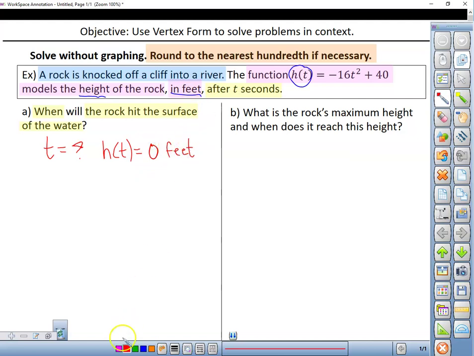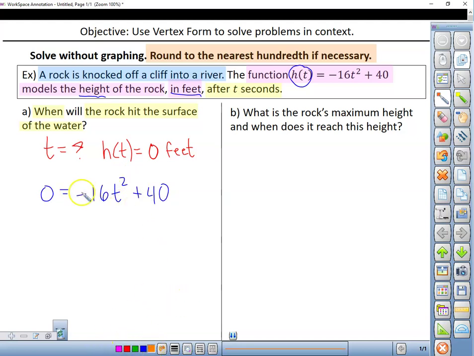So now we can set up our problem by substituting in 0 for our h of t. So we get 0 equals negative 16t squared plus 40. So now we are going to solve this problem.